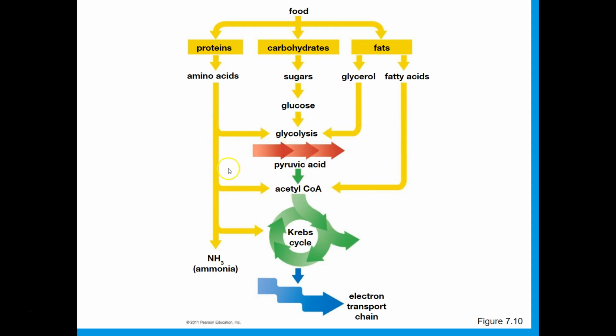Amino acids can also be put into this intermediate step between pyruvic acid and the Krebs cycle. Same can be said for fatty acids.